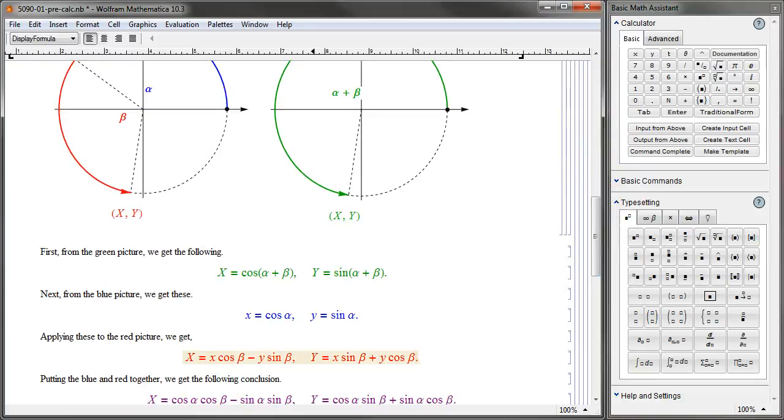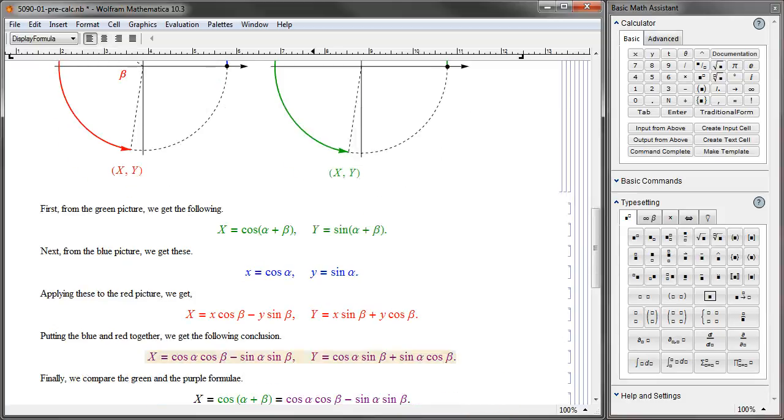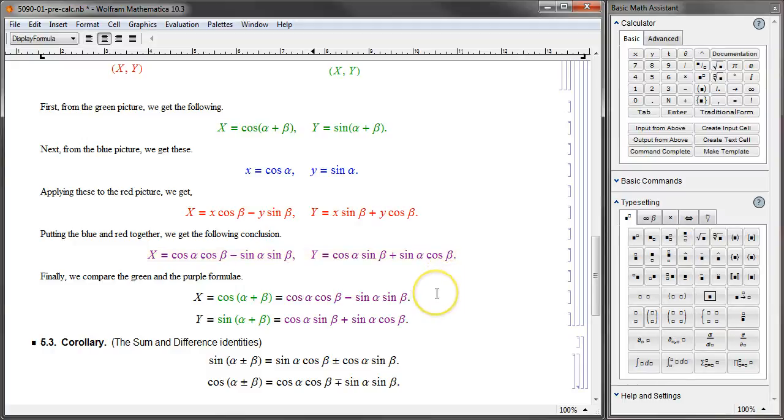So that's what we get. Capital X is x cosine of beta minus y sine of beta. Capital Y is x sine of beta plus y cosine of beta. And what is x and what is y? Here they are. Plugging those in, we get this purple expression. Those are about capital X and capital Y. And this green expression is also about capital X and capital Y. Comparing these two, green and purple, we get precisely what we wanted.